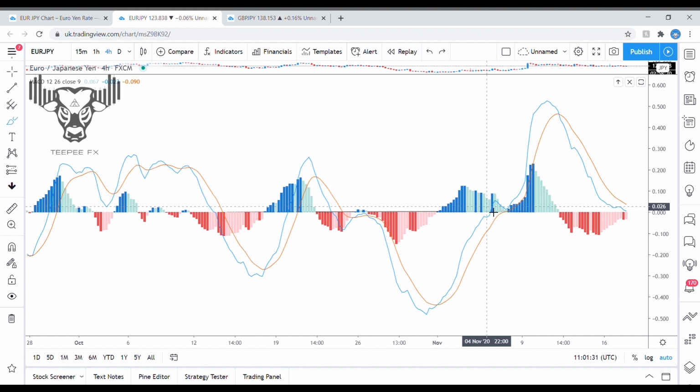So we get true divergence and we get partial divergence. Partial divergence is when we have divergence across one of these components, so either our MAs or our histogram. True divergence is when we have got divergence across both. What is divergence? Let's just take a look at that now.